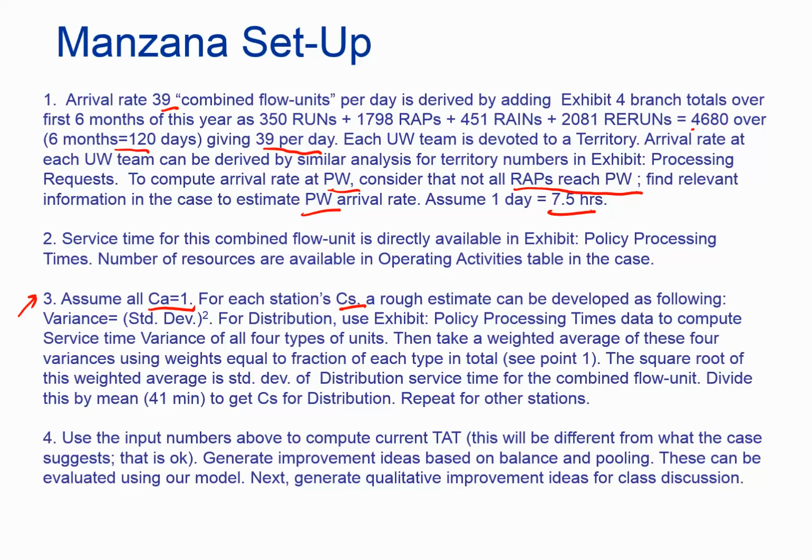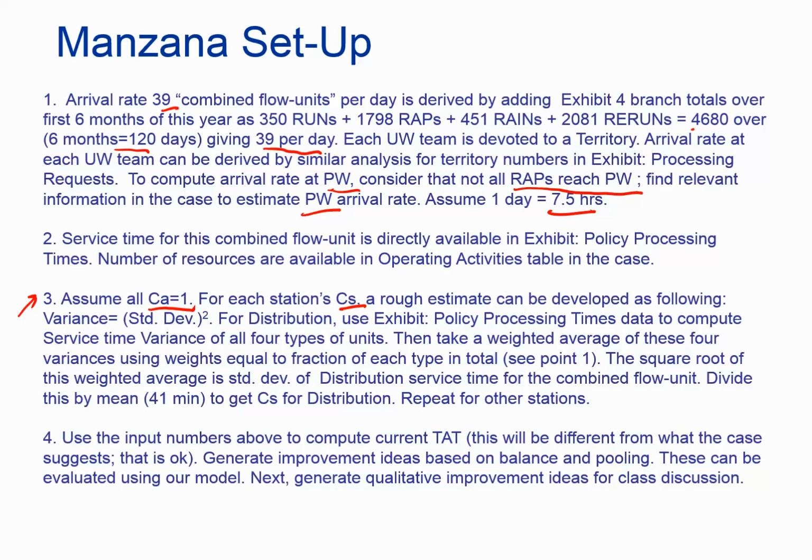So the rest of point 3 here suggests a way to combine these different standard deviation numbers into one, and then compute a common standard deviation and therefore a common C sub S number across all 4 types. If this is a little bit confusing, what I'm proposing here, then I would suggest that please go with the alternative of C sub S equals 1, which would not be a close capturing of what the case is suggesting, but would be a reasonable approximation to move forward.